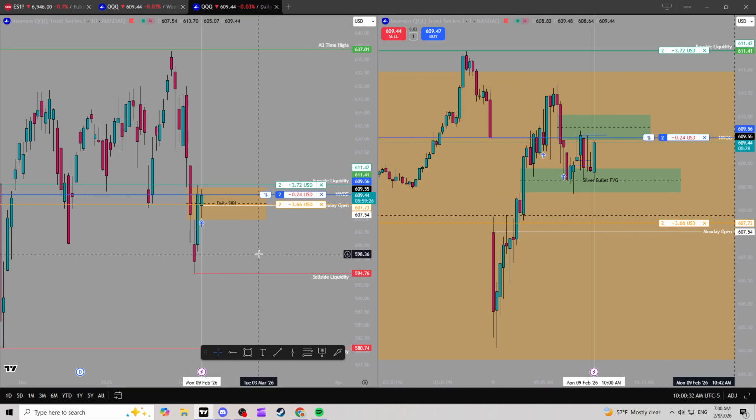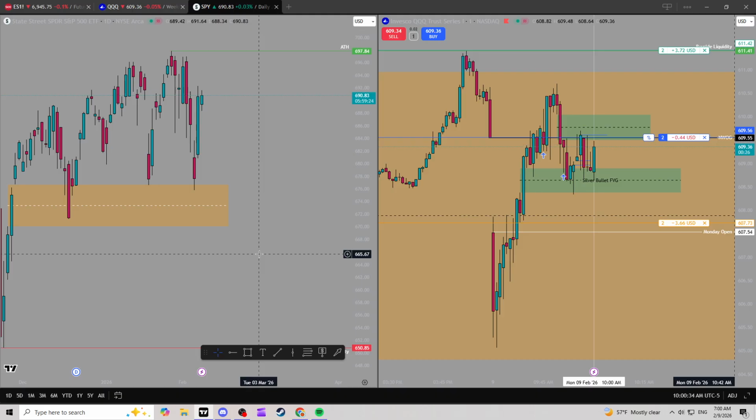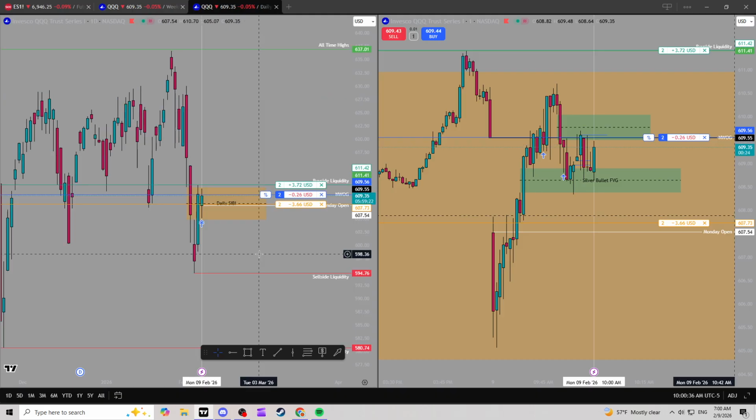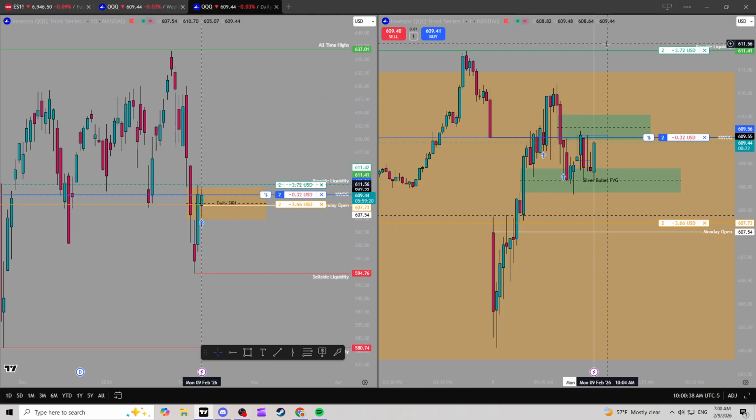I'm going to go ahead and take a look at SPY as well. SPY still struggling to get to that previous day high as well. Looks like QQQ is the stronger of the pair, which is why we are in this trade in QQQ rather than SPY. Triple Q.